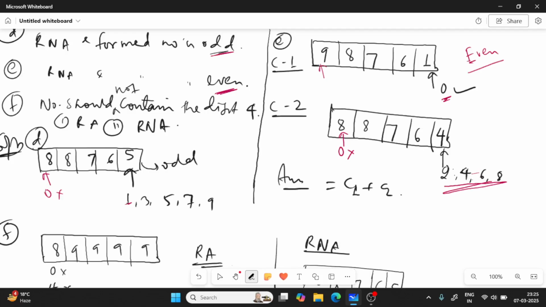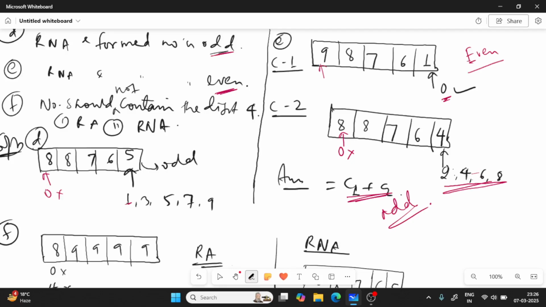Now this place can be filled in 8 ways, because already we have used 2 digits. Again 7, again 6. Why? Because whenever replacement is not allowed, the number of ways of filling places as we go from left to right goes on decreasing. Okay, so this is one answer, and this is the second answer, case 1 and case 2. To get the required answer, that is the total number of even numbers, we will add these two and we'll get the required answer.